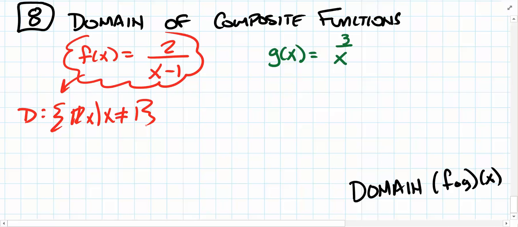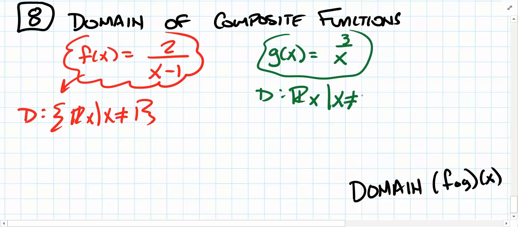Yeah? Okay, good. Give me the domain for the green function, the g function. X cannot equal 0. Very good. Absolutely. So the domain for this one is going to be all real numbers x such that x cannot be the number 0. All right, so here's the question. 0 can't go into g and 1 can't go into f. So what's the domain going to be of the composite of the 2 functions here?